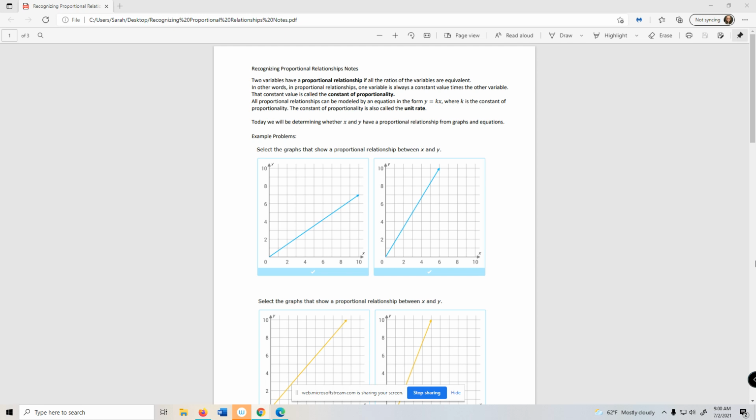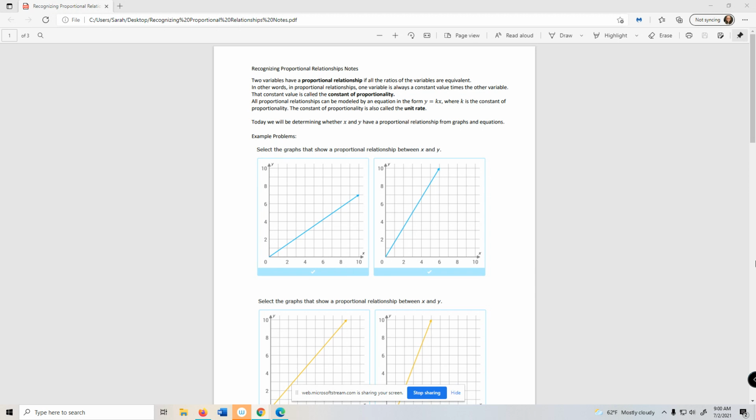Hello, today we're going to be looking at some graphs and some equations and determining whether or not we have proportional relationships. Two variables, which usually will be x and y, have a proportional relationship if all the ratios of the variables are equivalent. So that means no matter what your x and y are, if you were to make a fraction out of your x and y, they would always reduce to the same fraction.